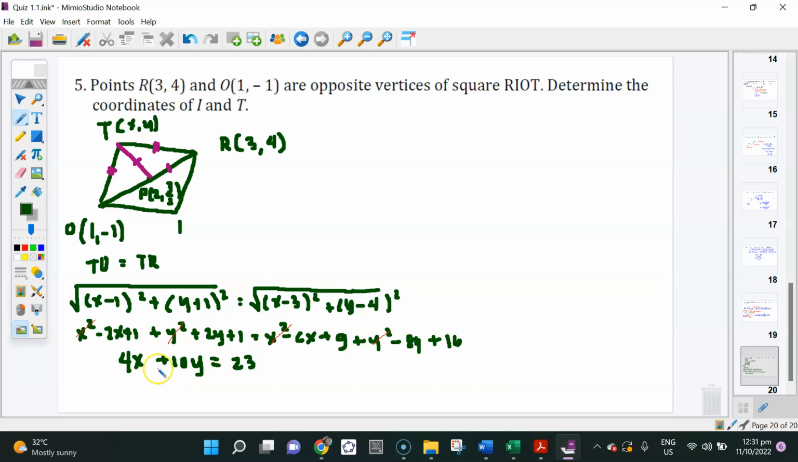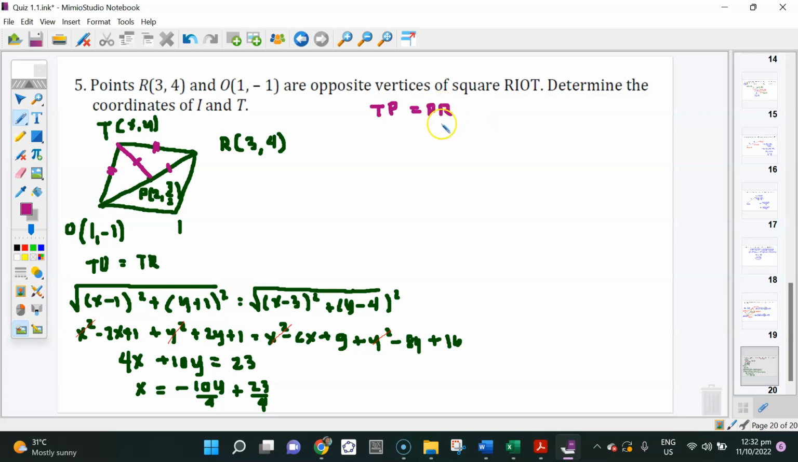It's either we solve in terms of x or in terms of y. In this case, I'm going to solve it in terms of x. So that will be x equals negative 10y over 4 plus 23 over 4. Okay, so now let's standby, we can't do anything more from here. I'm done with TO equals TR. This time, I'm going to utilize the other relation, that TP is equal to PR.